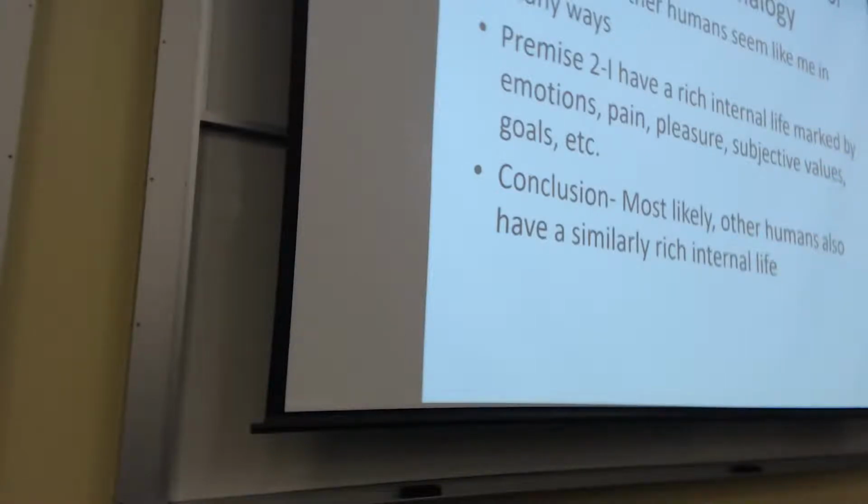So the only argument we have for the existence of other people as persons, and not just as entities that look human and look like persons, is an argument from analogy. So premise one: other humans seem like me in many ways. They have hair, they have eyes, they have hands, they have fingers, toes. They speak, they make physical gestures and motions that are similar to mine when I experience emotions. So they smile. When I smile, it means I'm happy. When they smile, it maybe means they're happy.